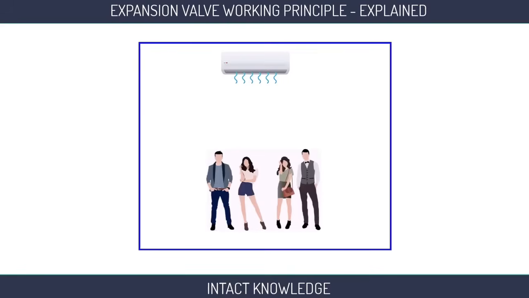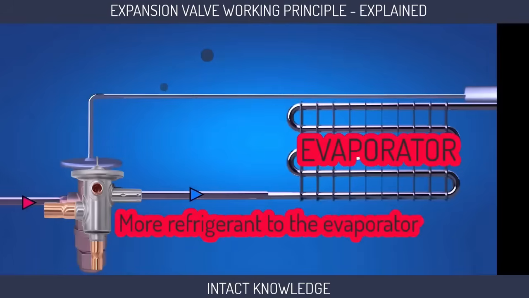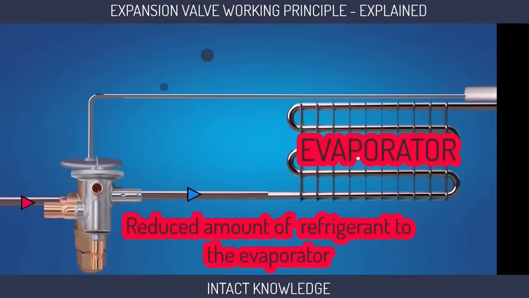When 4 people enter a room where AC is running, the temperature of that room increases. At that time, the expansion valve sends more refrigerant to the evaporator and cools the room. After everyone has left that room, the expansion valve will reduce the amount of refrigerant going to the evaporator, as the room does not need more cooling.